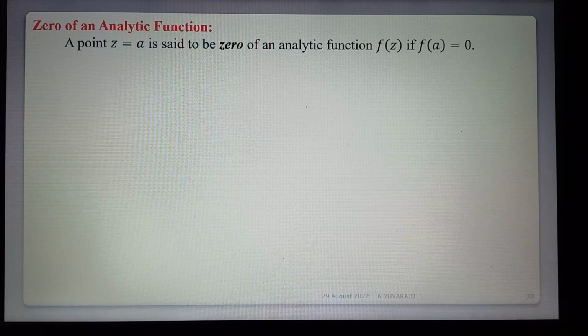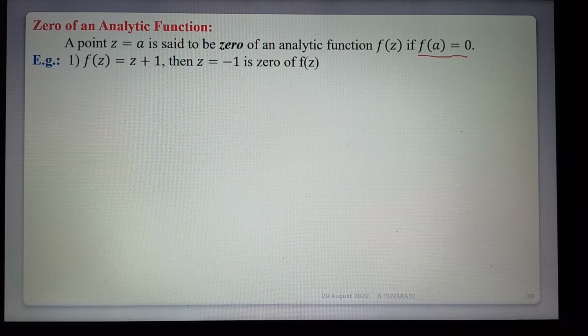A point z equal to a is said to be a zero of an analytic function f of z if f of a is equal to 0. That means any point satisfying the given function, substituting that point in the function gives 0, that is called a zero. See the example, f of z is equal to z plus 1. The z plus 1 is a polynomial, so it is always analytic. Which value satisfies this function? z is equal to minus 1. So z equal to minus 1 is a zero of f of z, and the point is repeated one time, that is called a simple zero.